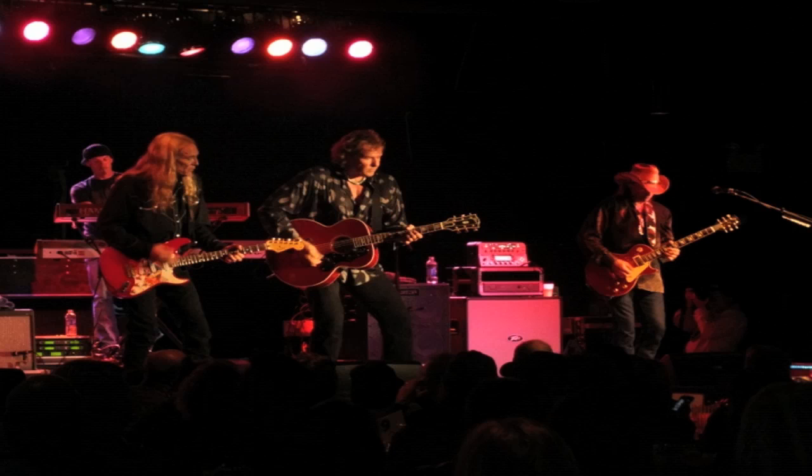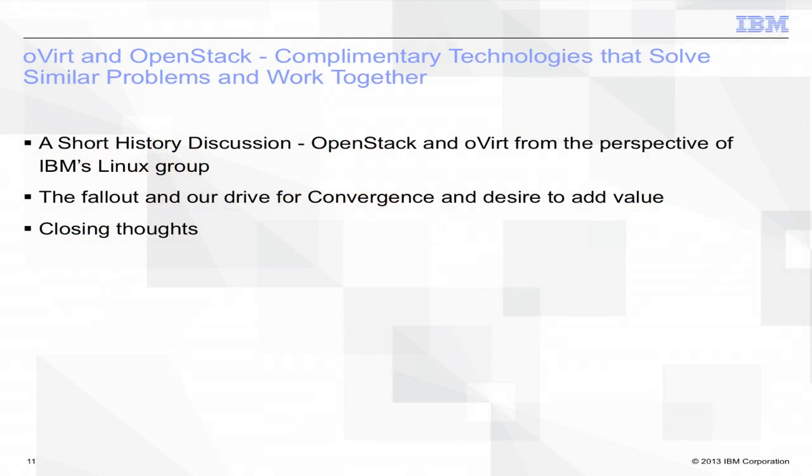And if you go back and look at a lot of the best music that people my age listen to, you'll notice that they try to put different guitars together in the same band. They get guitar players that play different guitars together. They try not to pair the same guitars, because when they put them together, they just don't sound as good. And I like to think that oVirt and OpenStack kind of fit that analogy, because they're really complementary technologies. They solve similar problems in different ways.